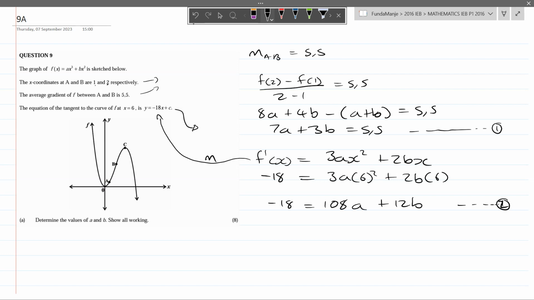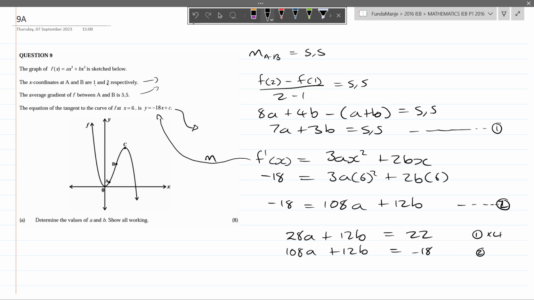And then as a method to solve these two equations, we can take the first equation, multiply it by 4, then subtract the second equation. So we're going to have something like this: actually it's going to be 28a plus 12b equals 22. This is basically equation 1 times 4. Then we're going to write the second equation underneath this: 108a plus 12b equals minus 18. This is our second equation.